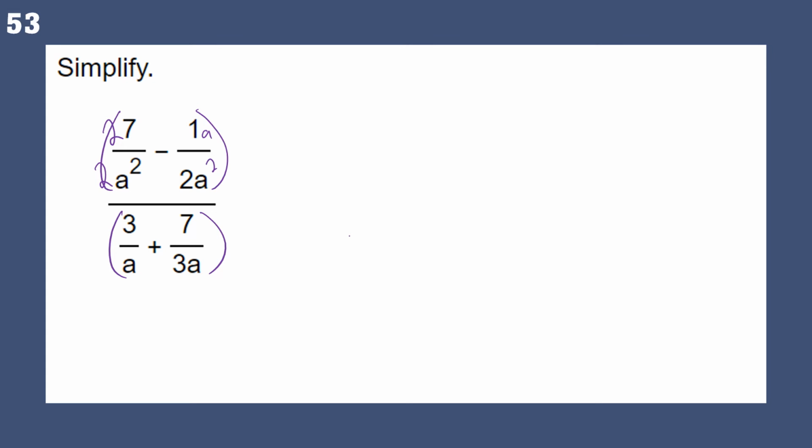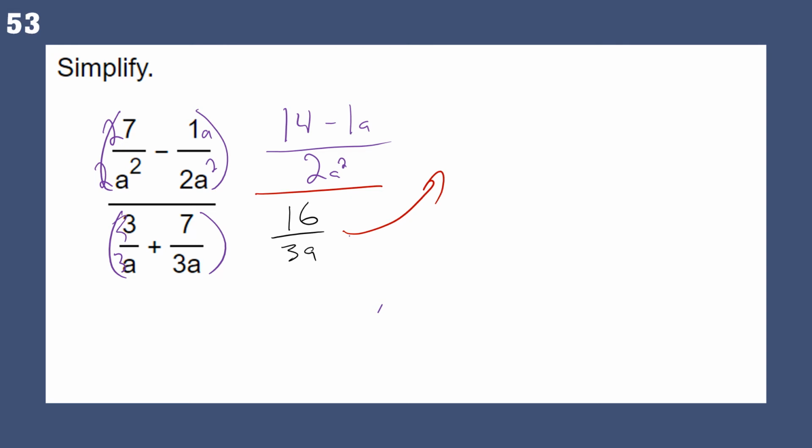If we do that, what we're going to end up with is 14 minus 1a over 2a squared. On the bottom, we're going to need a common denominator of 3a. So we just need to multiply by 3 on top and bottom, and that would give us 9 over 3a plus 7. So that would give us 16 over 3a. Now, this is still divided. So what we're going to do is take the bottom one, flip it upside down, and multiply them.